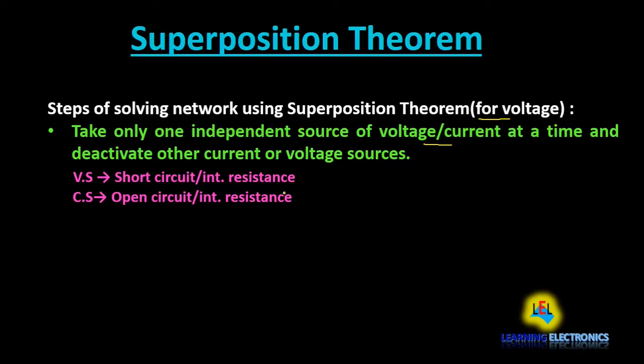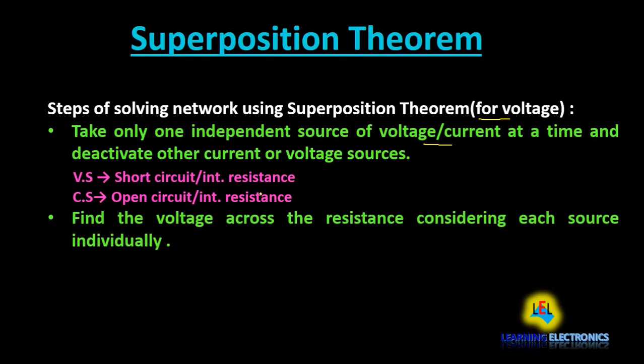When we consider only one source at a time, then considering that source, we have to find out the voltage across that resistance. So the next step is find the voltage across the resistance considering each source individually. So we have to consider each source present in the network individually, and we have to find out the voltage across that particular resistance considering each source individually.